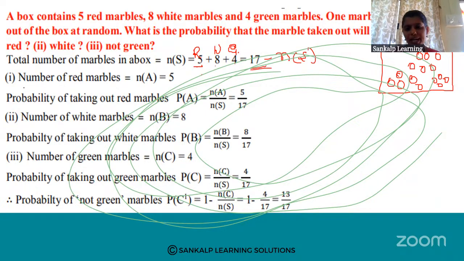Next, the number of red marbles. They have asked about red marbles, so this is the number of favorable outcomes. How many red marbles are there in the box? That is 5. So I will call it n(A).